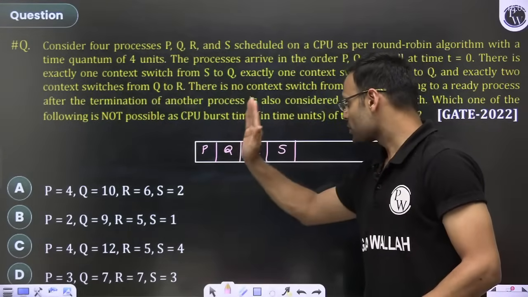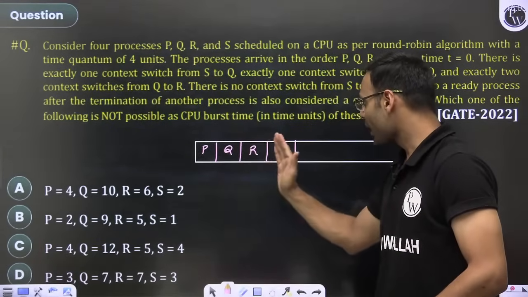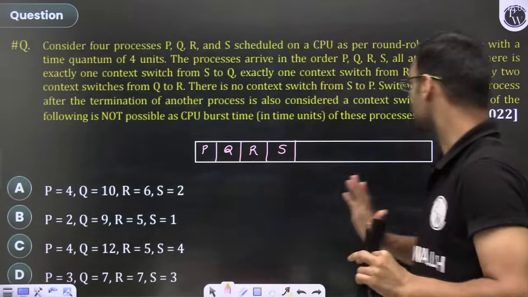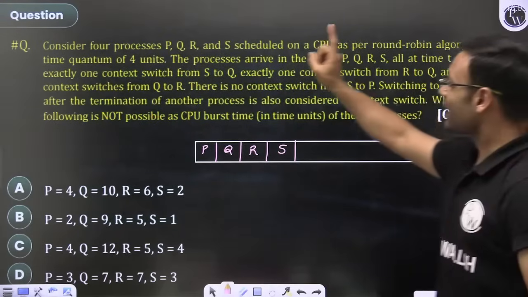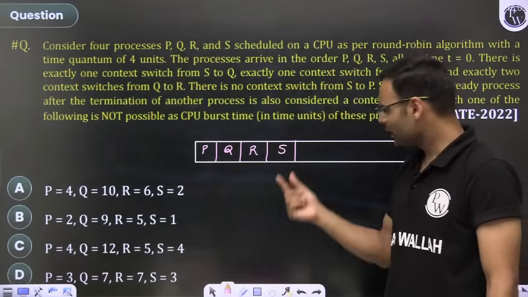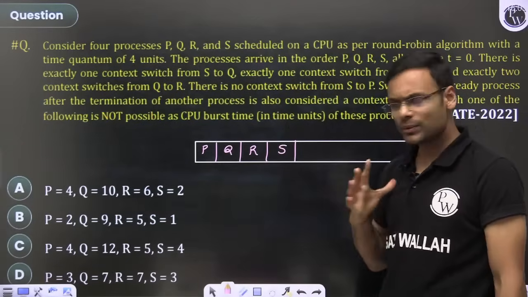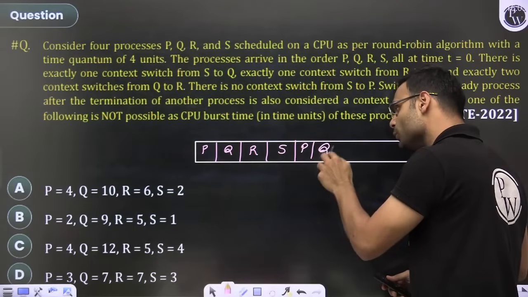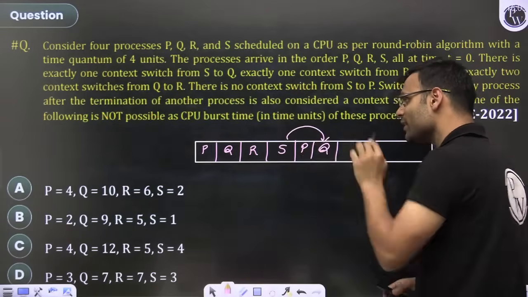One time each process will run: P to Q, Q to R, R to S. Now whatever they will give, I will make it possible. There is exactly one context switch from S to Q. How is it possible that from S to Q there is a context switch? After PQRS, if I run again P and then Q, then there is no direct context switch from S to Q.